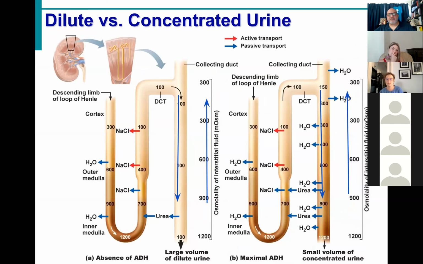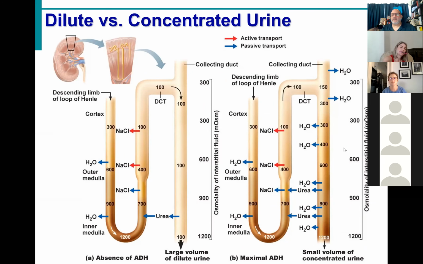And here's that concentration versus dilute. All right. Questions on that? What's the disagree? I missed that. Scratch it. Oh, okay. All right. Any other questions on what's going on in the loop of Henle, or this ability to produce dilute versus concentrated urine?